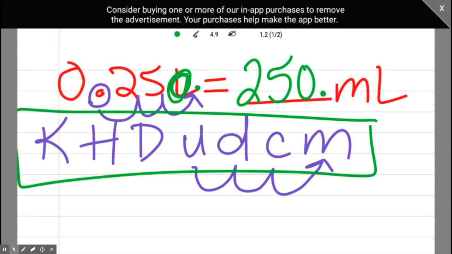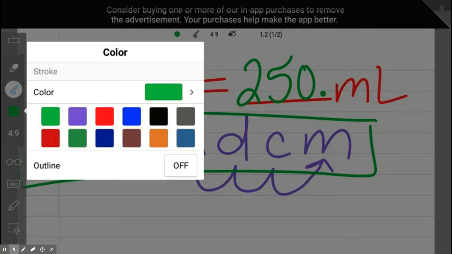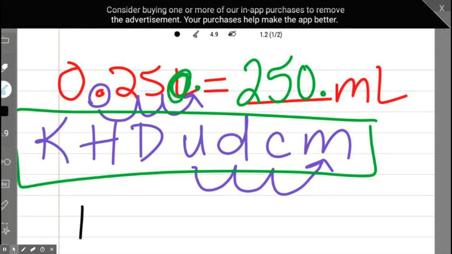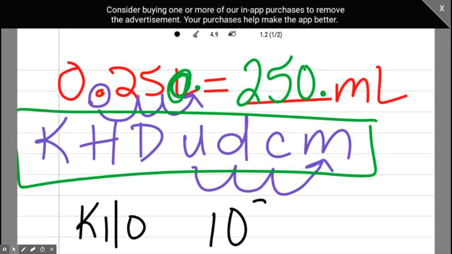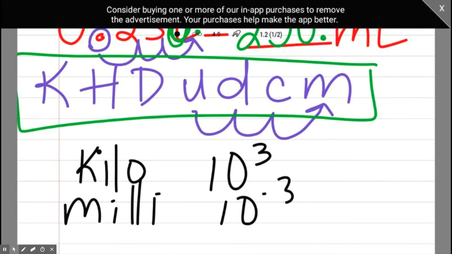Now, my students have reference tables that do not give them this KHDUDCM. It gives them scientific notation, and it'll say that kilo is, I believe, 10 to the third, and it tells you that milli is 10 to the negative third, and I don't like scientific notation. I don't like fractions. I am not about that. I would so much rather use the KHDUDCM method.